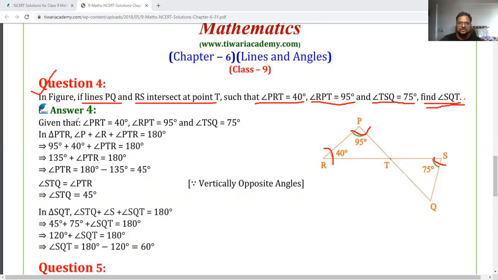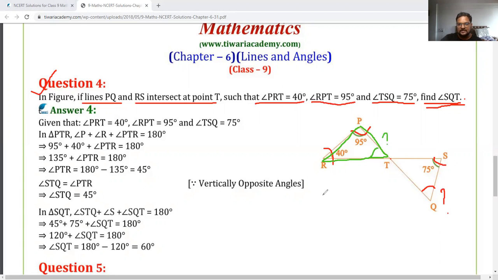I'll not go through all the solutions. We'll just look at the concept behind finding the angle SQT. SQT means we have to find out this angle. It's very interesting. Forget about STQ for now. Just go with the triangle PRT. In PRT, we can use the angle sum property in order to find out angle T.